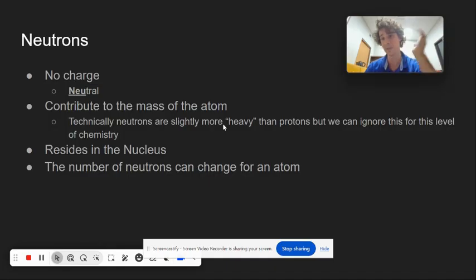For right now, neutrons don't really change much about the element. Neutrons are like the glue that keeps the nucleus together. That's my analogy I often use: you have this nucleus with all these protons. They don't want to be near each other, right? They're positively charged. They really don't want to be near each other.